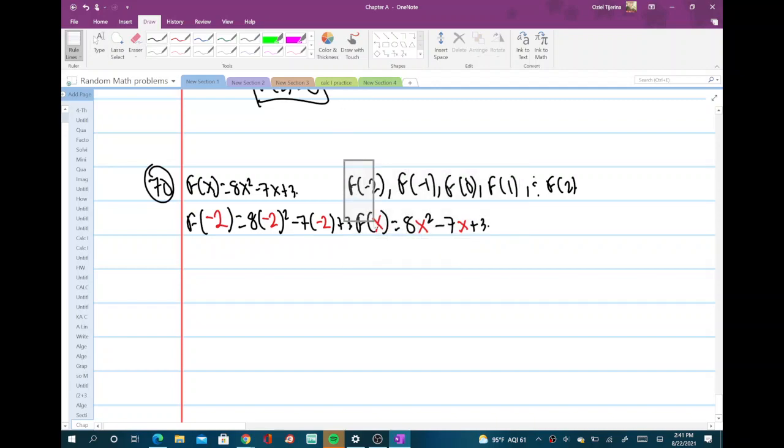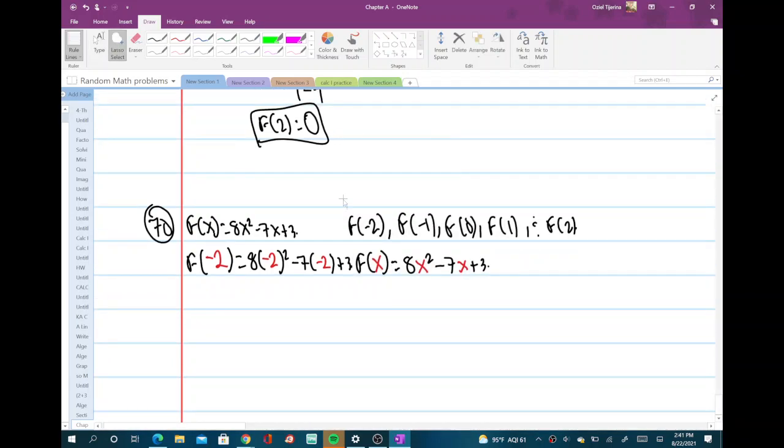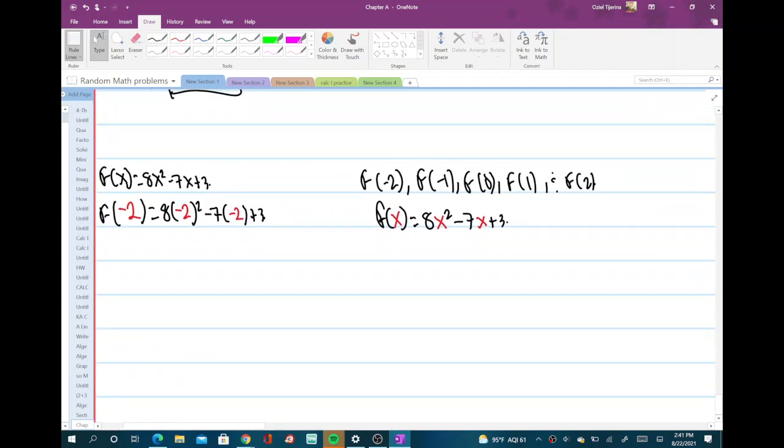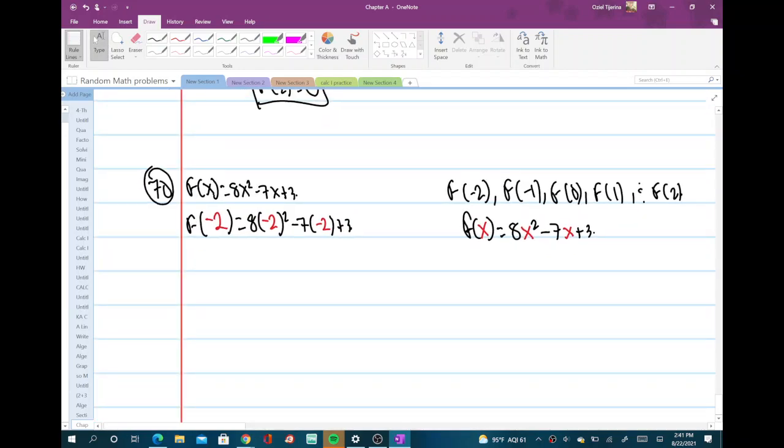Let me move this a little bit. Alright guys, give me 1 second. I need to make sure I move this correctly. And f of x, right? So, like I said, yes, that's how I'm doing it, and that's how you're going to be doing it in algebra, right?